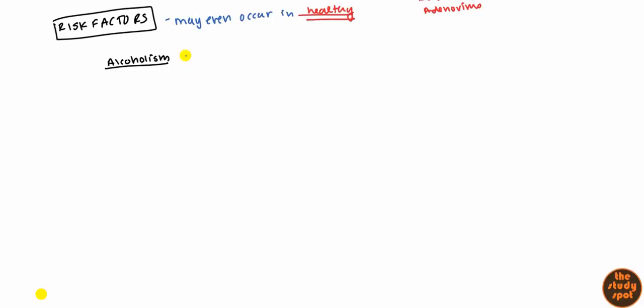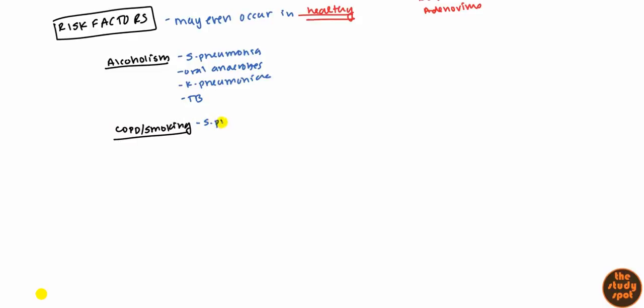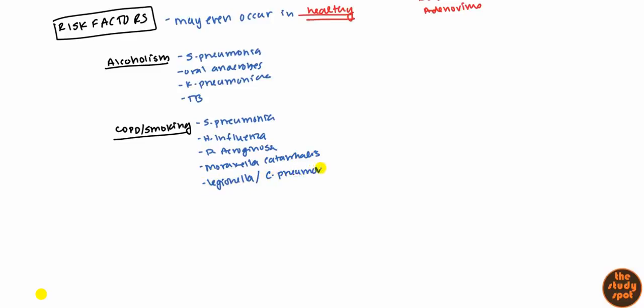So alcoholism is a risk factor. This is most commonly associated with Strep pneumoniae, oral anaerobes, because they tend sometimes to aspirate, and Klebsiella pneumoniae and TB. COPD and smoking, again, Strep pneumoniae is common, Haemophilus influenzae. You can also get Pseudomonas. Moraxella is also common in smokers. And then we have Legionella if they're elderly, and Chlamydia pneumoniae as well.